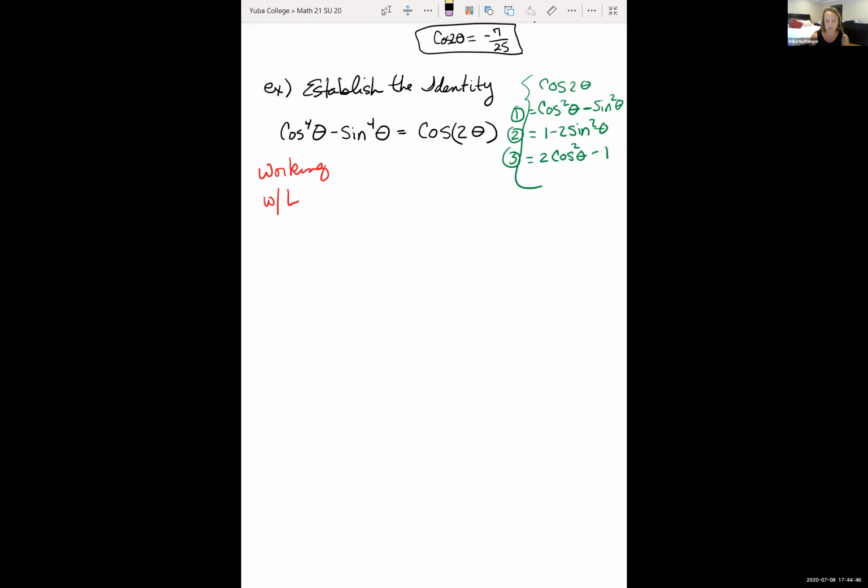I notice that I pretty much have a difference of squares here, right? Because this is the same thing. If I want to rewrite this, cosine to the 4th theta, this is the same thing as cosine squared theta squared minus, same thing with the sine to the 4th, same thing as sine squared theta squared. So difference of squares. So this would give me cosine squared theta minus sine squared theta, all times cosine squared theta plus sine squared theta.